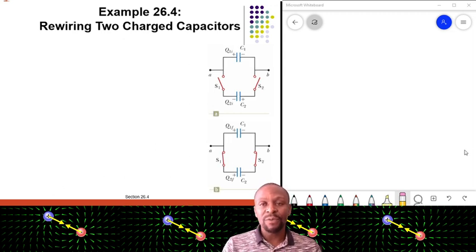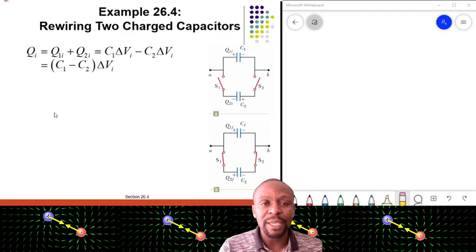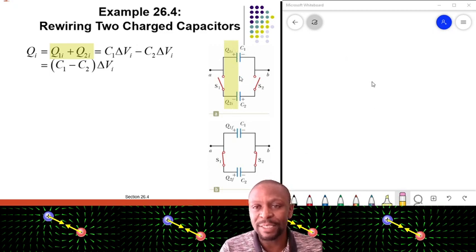Right. In order for you to do that, you are just going to write the total charge, because they are connected in parallel. The initial total charge is just going to be given when the switch is open. Of course, when the switch is open, this is what is going to happen. Now this is the equation for the left side of this plate. You are just going to have this.